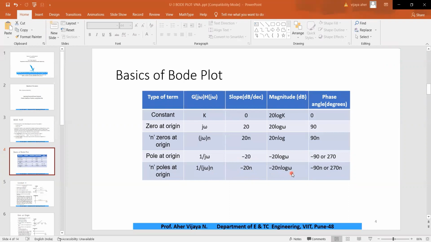And what is the phase? Phase is again minus 90 degree into the number of poles. If there are 5, then into 5. So how much is the phase angle? 9 into 5, 45, so 450, phase angle in degree. Or you can write like this also, 270 into n. Do the calculation, and that is nothing but the phase angle in degree you will get for n poles at origin. So students, you are supposed to write this table and you have to remember it always while drawing the Bode plot. So this is nothing but the basic thing you should know about the Bode plot. Any doubt up to this?